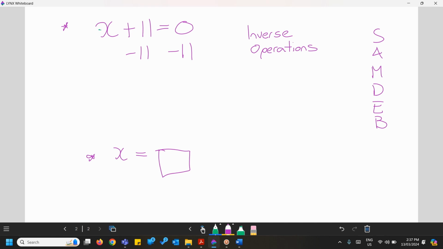So if I do this, x plus 11 minus 11, and then I minus 11 on the other side, x plus 11 minus 11 gives me the x that I want. 0 minus 11 gives me minus 11. On this occasion, I have solved my equation in one step. x equals minus 11. And I've done it using this idea of inverse operations.